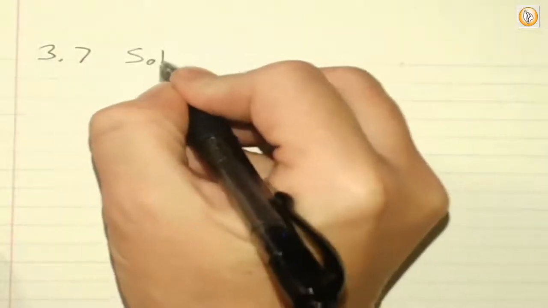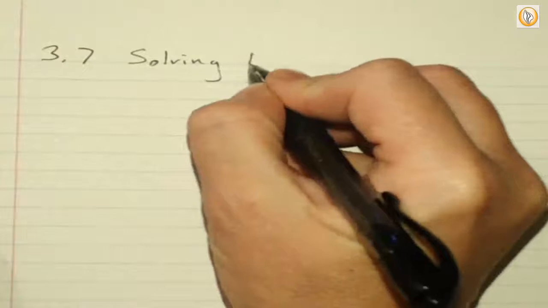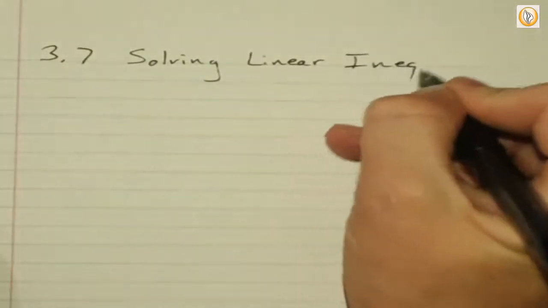Right. Today, I feel, to some degree, now I could be wrong because everyone's different, but today may not be as difficult as yesterday because we're not really dealing with words. Some people love words in math, some people don't. This stuff, 3.7, solving linear inequalities.